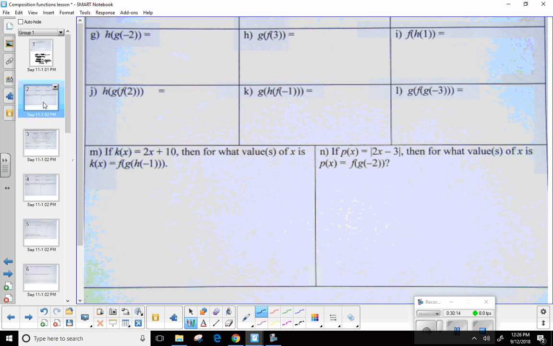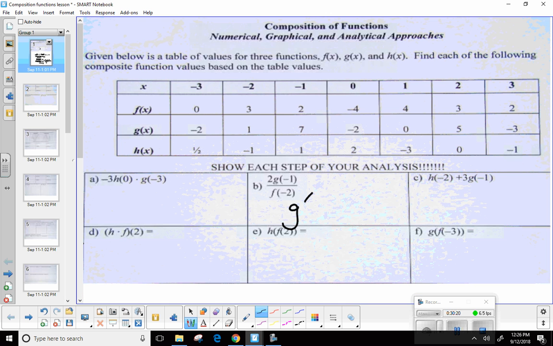Let's move on. G of f of 3. So I'm going to come back over here. G of f of 3. So where do I start? G or F? F. Always start with the inside. Andrea, what is f of 3? F of 3. Yes. Gonna be 2. So I come all the way down here. She's absolutely right. So I'm going to replace f of 3 with the answer I got from the table, 2.